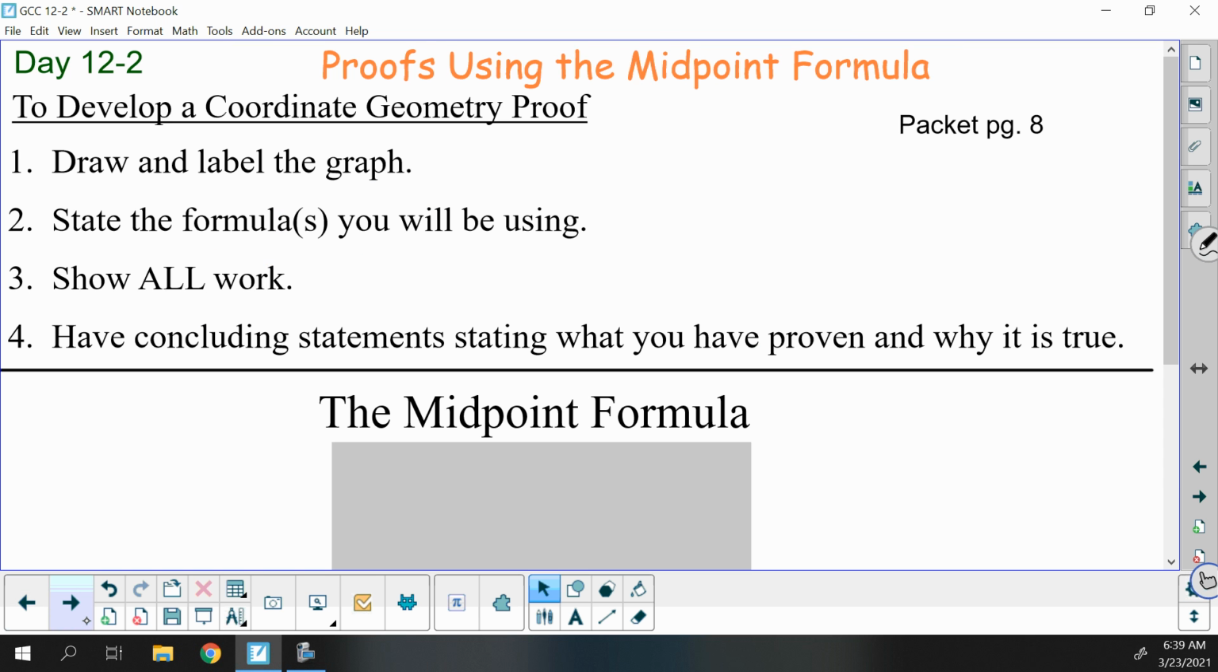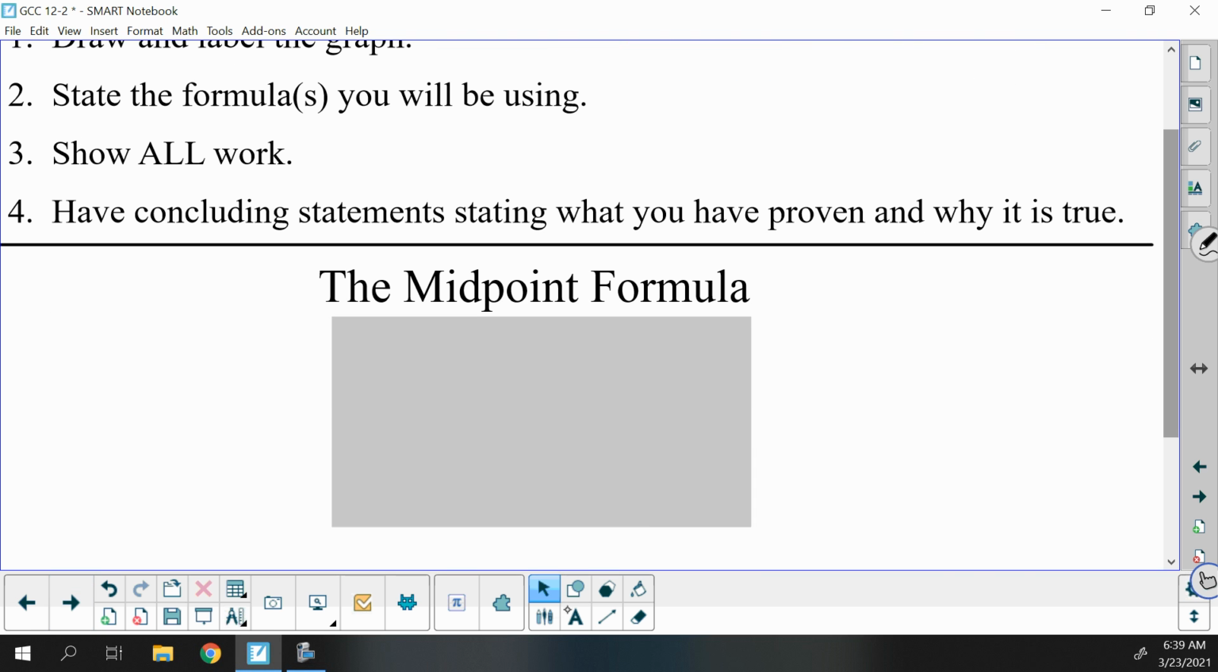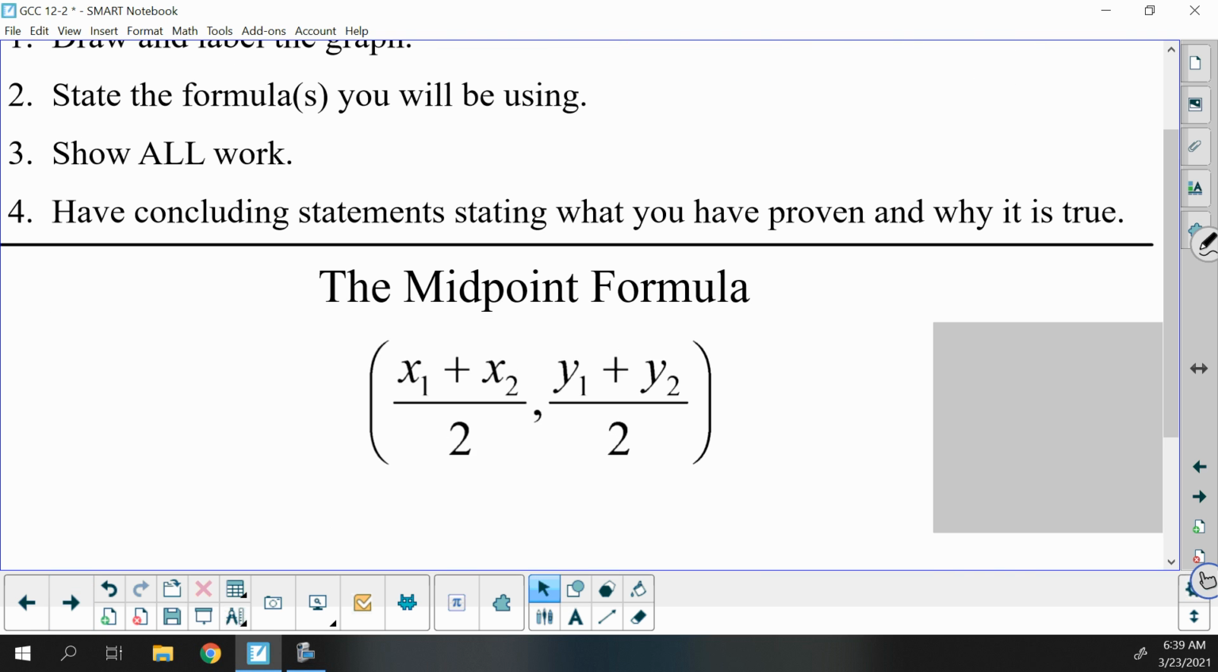And that was it. So we're going to go on page 8. So basically, it's the same steps that we did yesterday. The only difference is today we're going to work with proofs that involve the midpoint formula. So as a reminder from the warm-up, there's our midpoint formula. You can put in that first box. Really what we're doing is we're averaging our x's, adding them and dividing by 2, and then comma, then adding our y's and dividing by 2, and that gives us our midpoint.